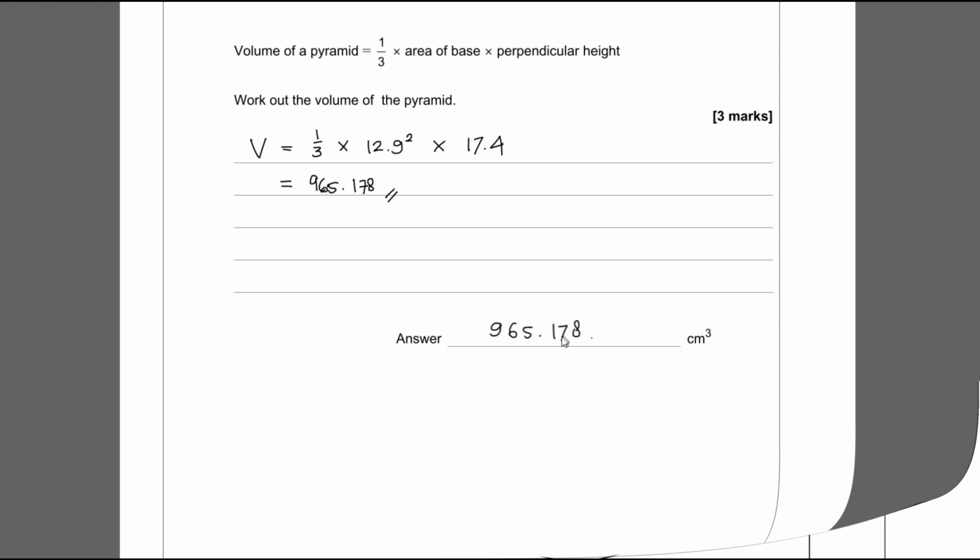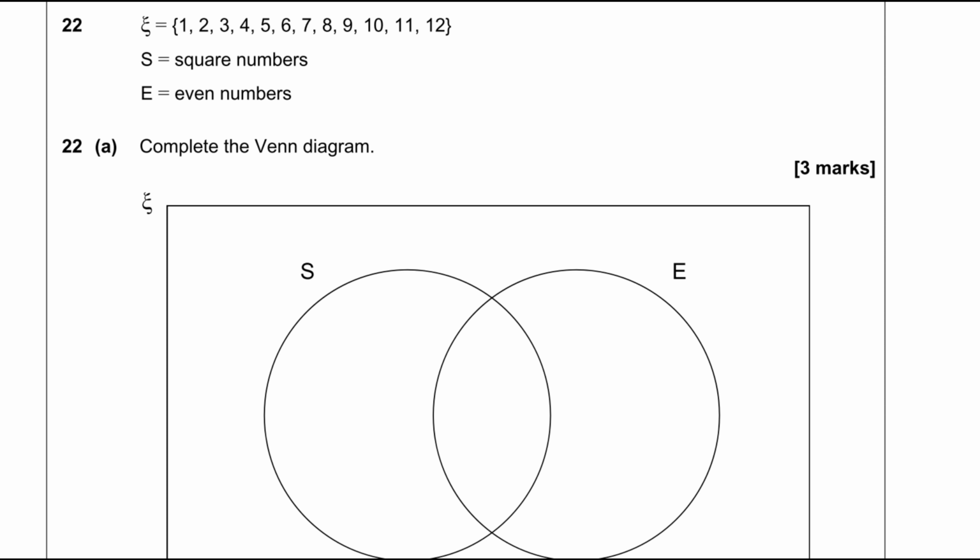965.178. That's it. The next question, 22. We have psi. It's a set of these numbers, 1, 2, 3, 4, and so on. And then S is the square numbers and E is the even numbers. Complete the Venn diagram. We have S here and E here.